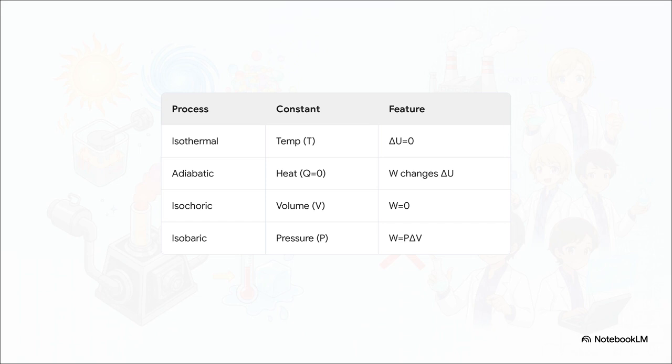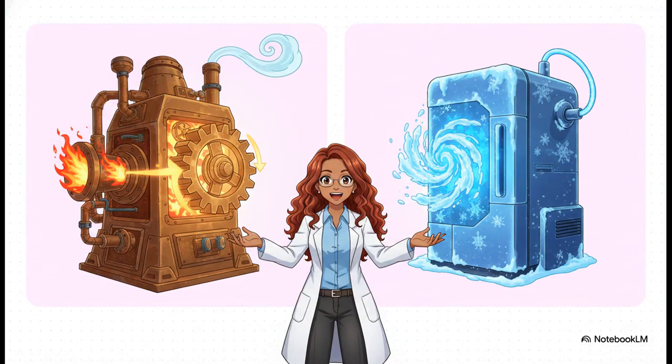In an isochoric process, volume is locked, so the piston can't move at all. No work is done, so all heat goes directly into changing internal energy. Finally, an isobaric process keeps pressure constant, where work is simply pressure times the change in volume. Seriously, memorize these. As we wrap up, I want to briefly tease the second law of thermodynamics, which you will definitely cover later in your course.